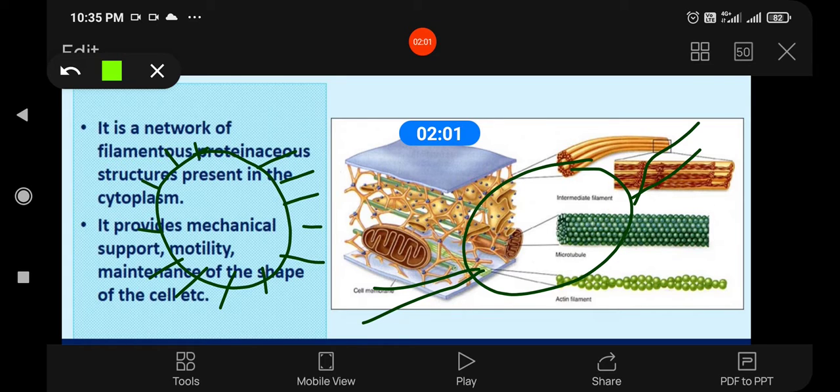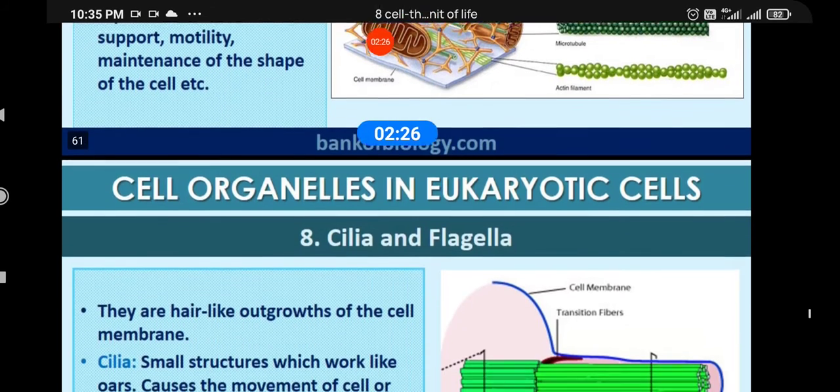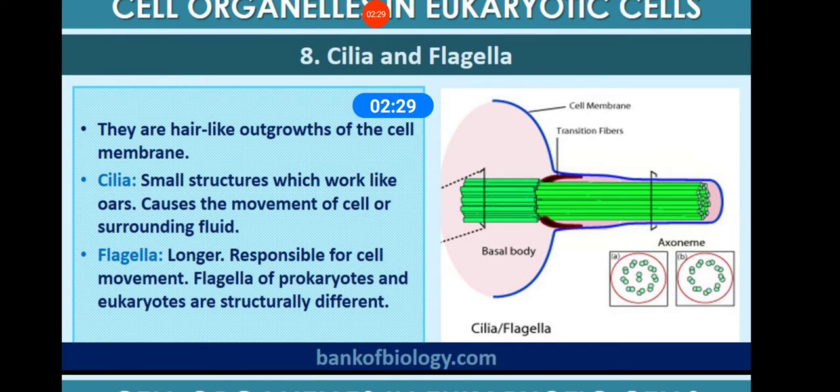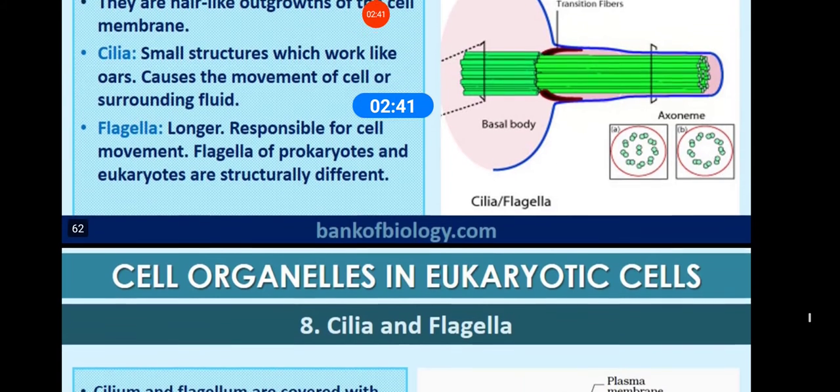And now coming to their function. Cilia play a rowing motion, meaning either they show the movement of the cell or they show the movement of the fluid in which they are. Whereas flagella play a very important role in undulatory movement, meaning the movement of the bacteria from one place to another. Now coming to their structure, what actually cilia and flagella are made up of. You can see these are the hair-like outgrowths of the cell, and cilia are small structures which cause the movement of the cell or surrounding fluid. Flagella are long structures which are responsible for the movement.